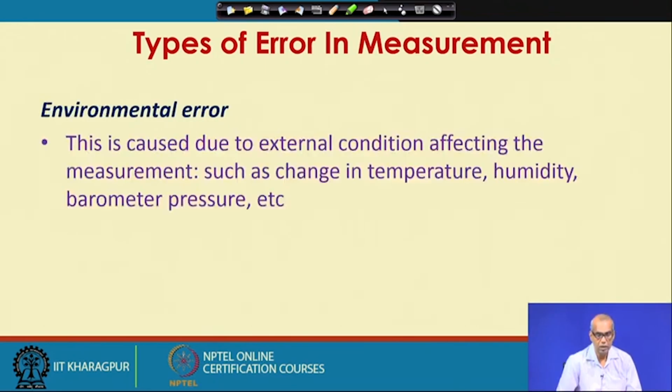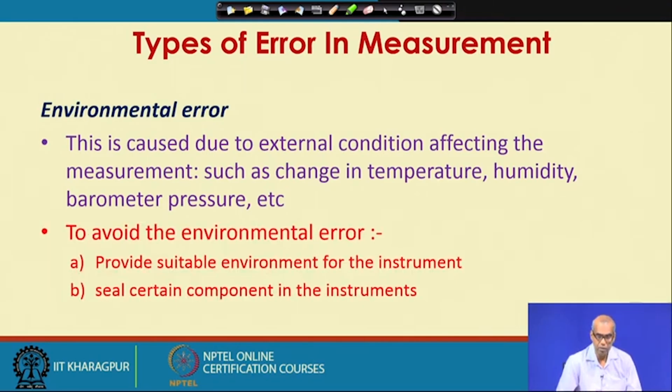Environmental error is caused due to external conditions affecting the measurement, such as change in temperature, humidity, barometric pressure, etc. To avoid the environmental error, provide suitable environment for the instrument, seal certain components in the instrument. That means, if some component of the instrument is sensitive to, say, temperature, we put that component in a sealed environment to isolate it from the effect of environment.